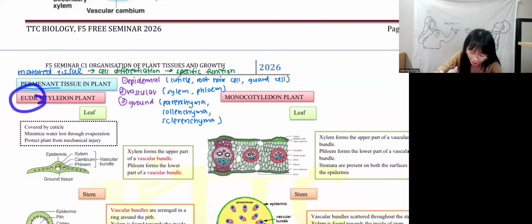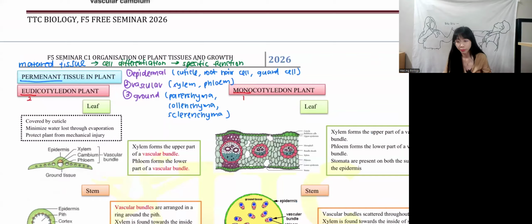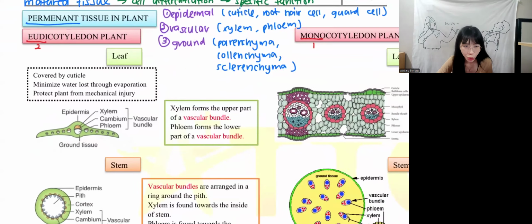We have dicot and monocot. What does di mean? Di means two. Two cotyledons, storage of food. Mono means one storage of food. So we have two and one. No matter whether it's two or one, they have leaf, stem, and root. Leaf, stem, and root have different structures. We're going to start with dicot first, yeah?